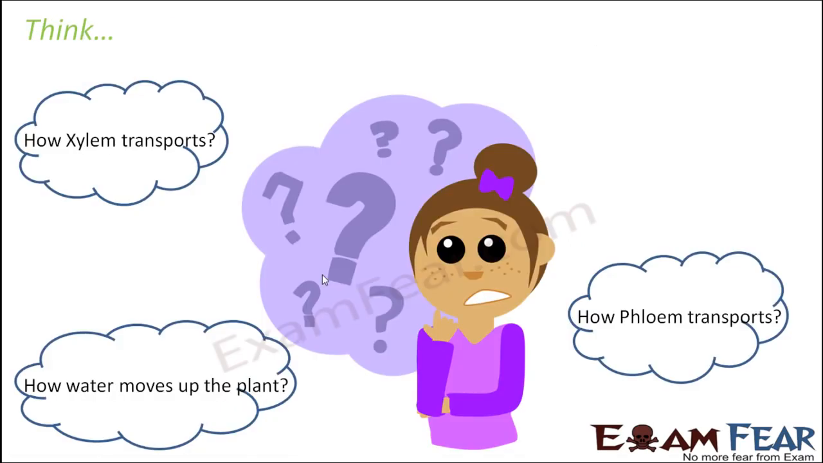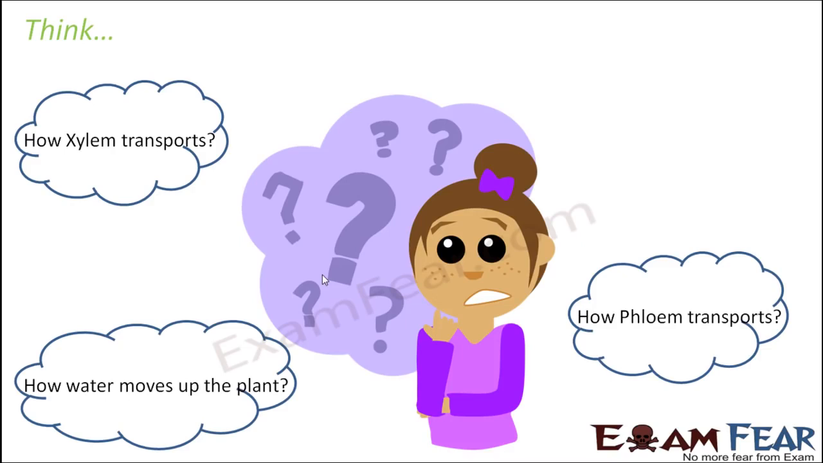Now there might be a couple of questions in your mind. So now we know that xylem and phloem help to transport. The question is how xylem transports, how phloem transports. How is it possible that water moves up the plant? Because all of us know, when you throw a ball upwards, what happens? It comes back, or it comes to the ground on its own.